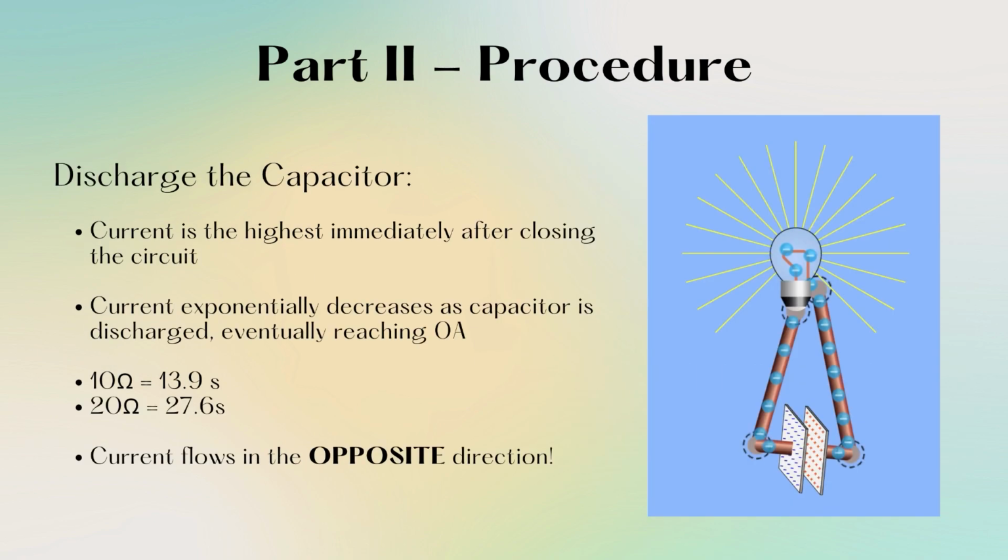To discharge the capacitor, we will use a different setup without a battery. We see again that the current is the highest immediately after closing the circuit, and it exponentially decreases as the capacitor is discharged, eventually reaching 0 amps. We discharged the 10 ohm light bulb in 13.9 seconds and the 20 ohm light bulb in 27.6 seconds. Note that the current flows in the opposite direction.